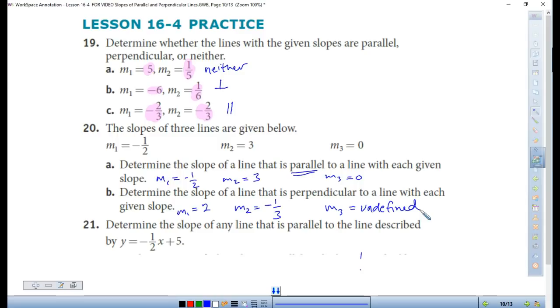Okay, determine the slope of any line that's parallel to the line described by this. Well, if it says y equals, we can see the slope. So parallel means the same, so slope would equal -1/2. Parallel slopes are equal.